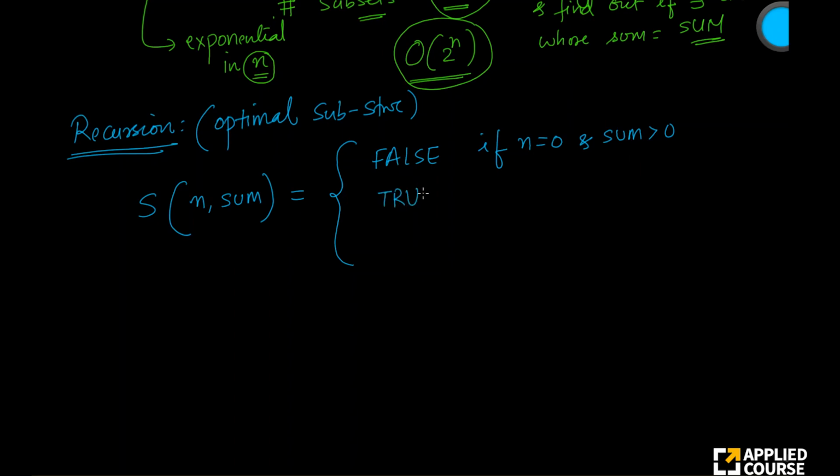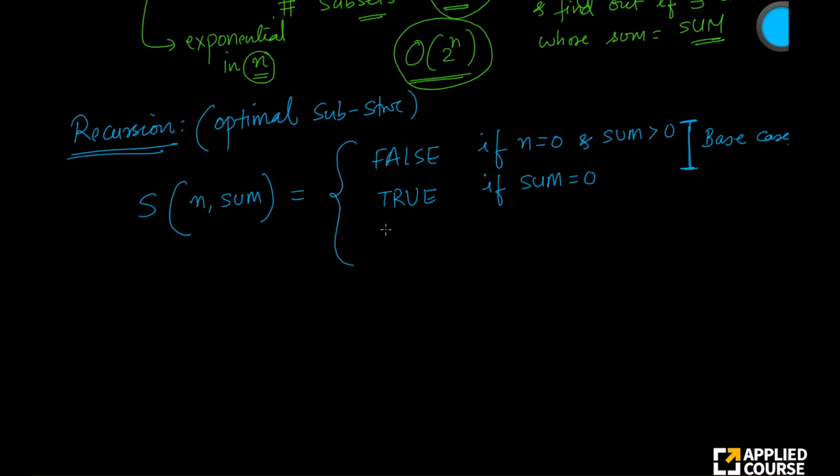There is another base case, which is if sum equals 0. If sum equals 0, I don't have anything to satisfy, then I'll obviously return true. So these two are the base or boundary cases. Now there is a third case, which is very interesting.